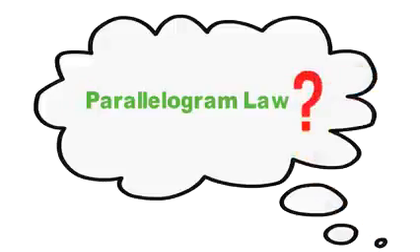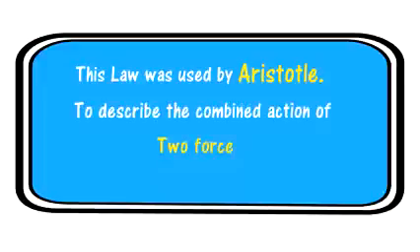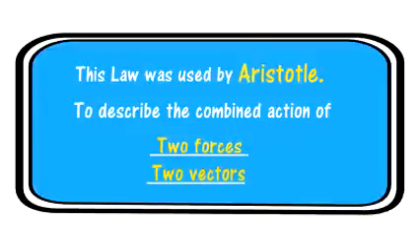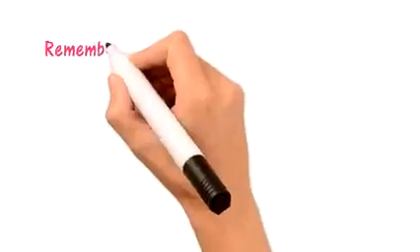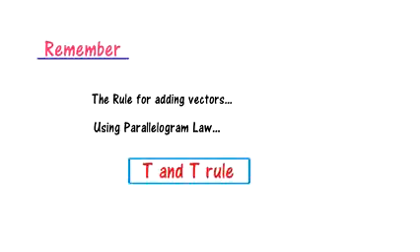Now what is the parallelogram law? This law was used by Aristotle to describe the combined action of two forces or two vectors. Remember, I am saying two forces or two vectors. We usually use two vectors or two forces in order to add them using the parallelogram law. And remember, the rule for adding vectors using the parallelogram law is the T and T rule. And what is the T and T rule? Tail and tail rule.